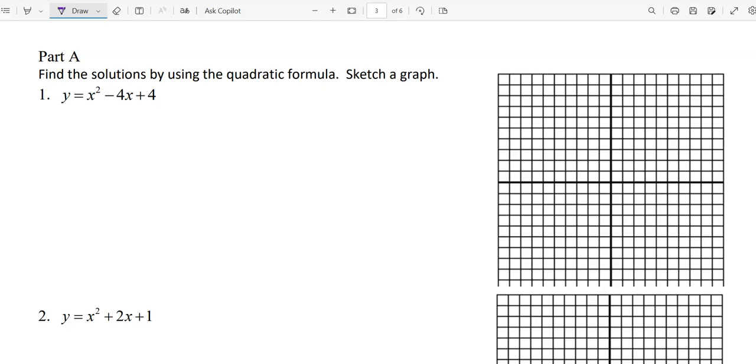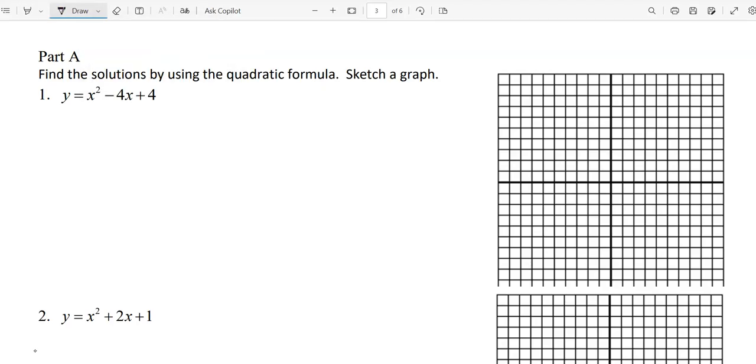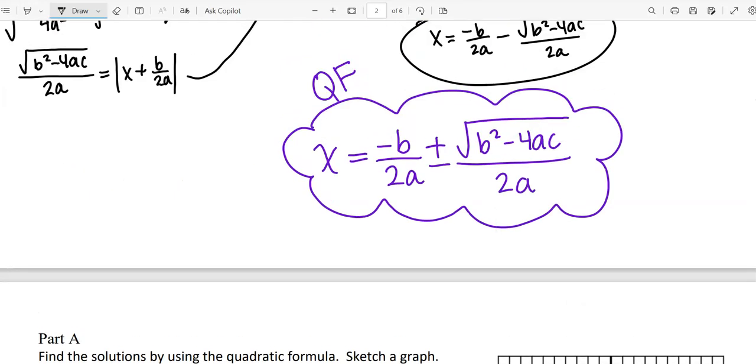This page. I'm going to do the first one with you, and then you're going to do the next two in your group, and then we're going to circle back and finish it at the end, and then we'll break for the day. All right, so find the solutions by using the quadratic formula. You need to memorize the quadratic formula. I'm never going to give it to you, so you need to memorize it. But to use the quadratic formula, which was the thing in purple from the last page, what do you need to know?